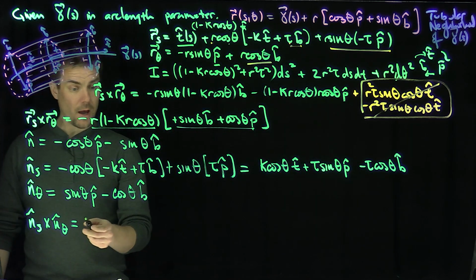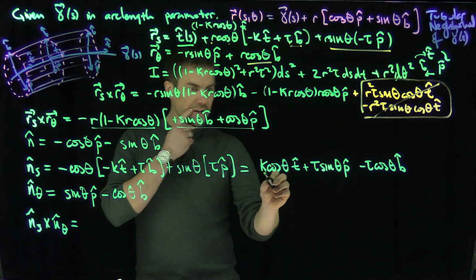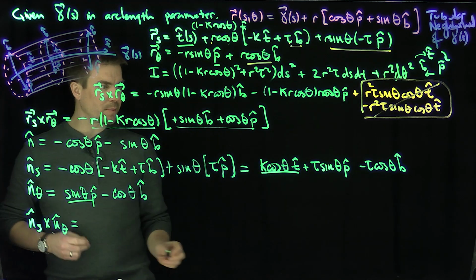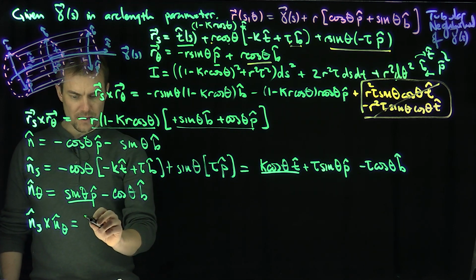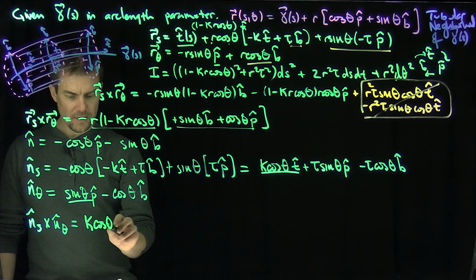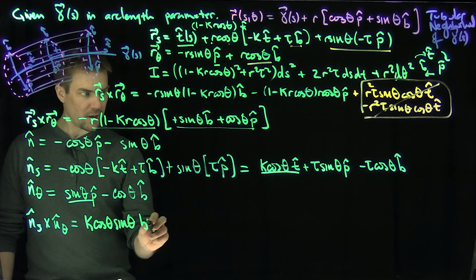This is going to be, let's think about this carefully. So if I have t cross p, what is it going to be? T cross p is going to be b. So that's going to be a kappa cosine theta sine theta. That's going to be a b.